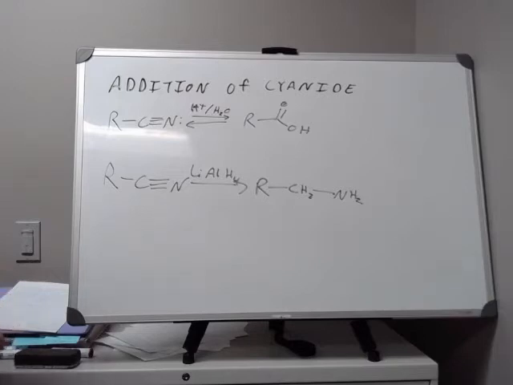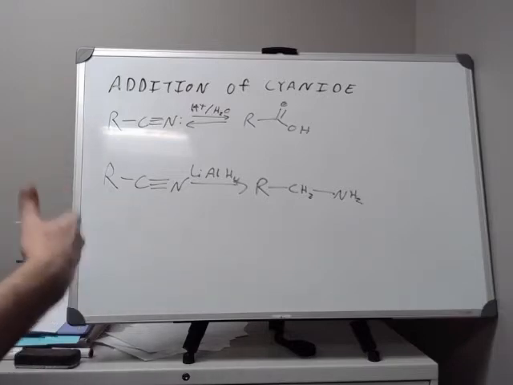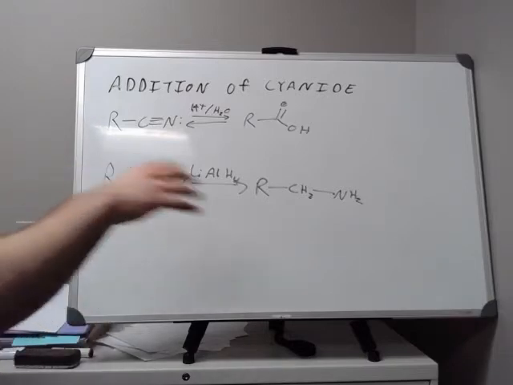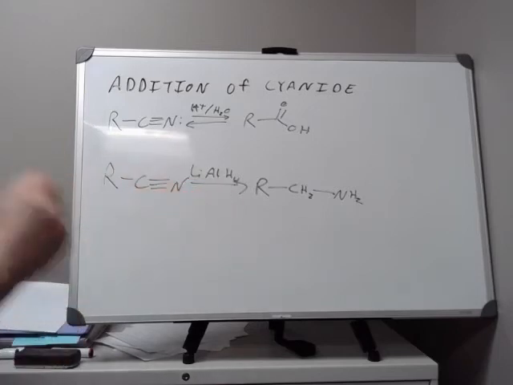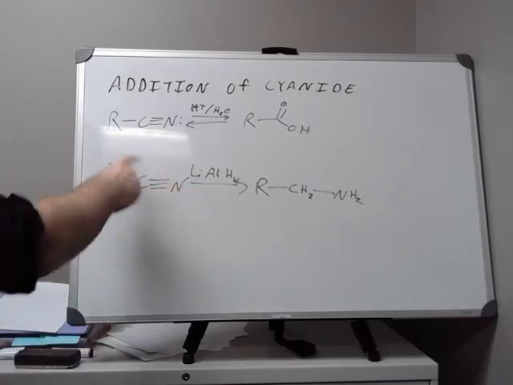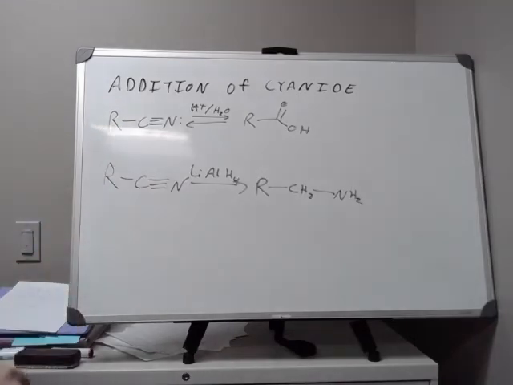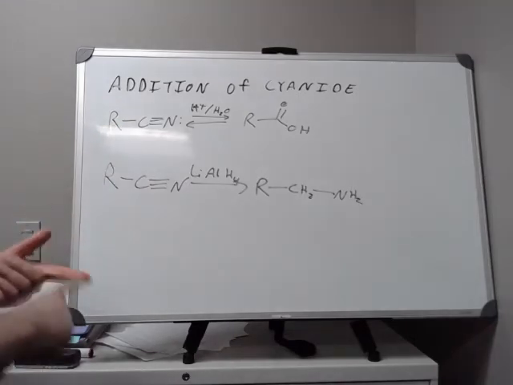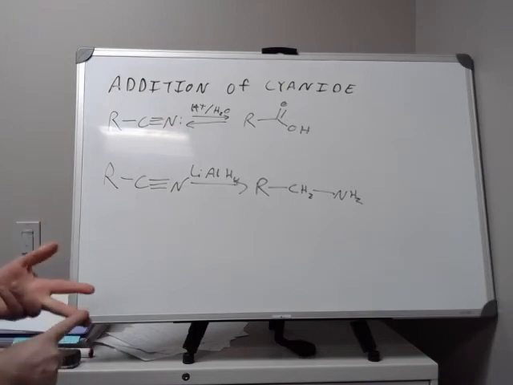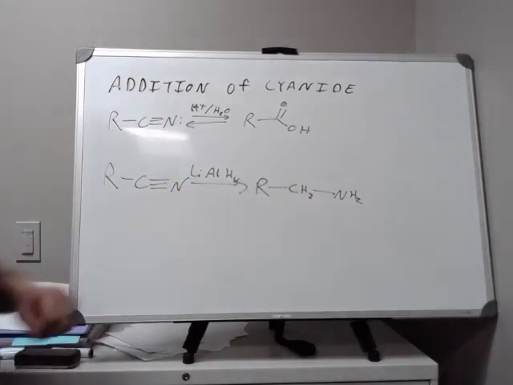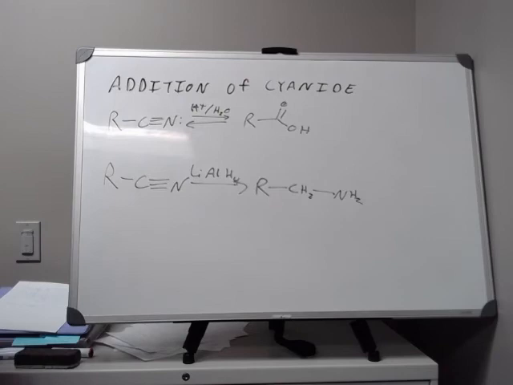And so these are examples of some of the different functional groups we can achieve after the addition of cyanide to carbonyl. The alpha hydroxy acids, the alpha beta unsaturated acids, and amines, allowing us to create a variety of molecules.